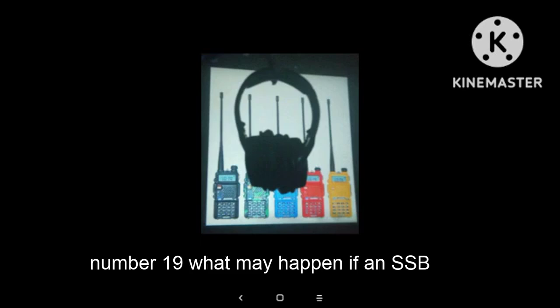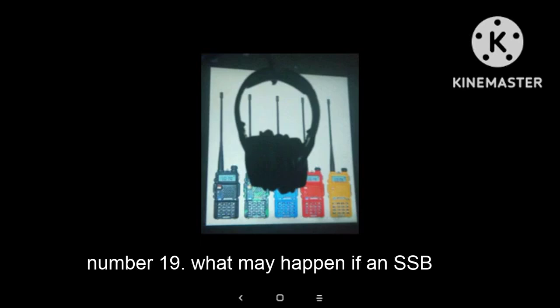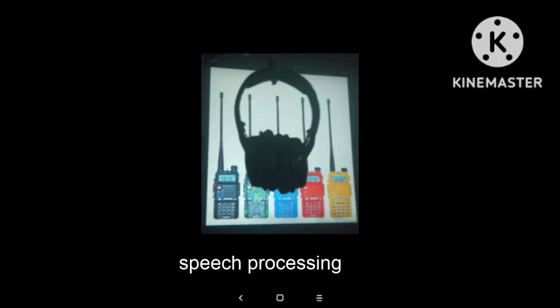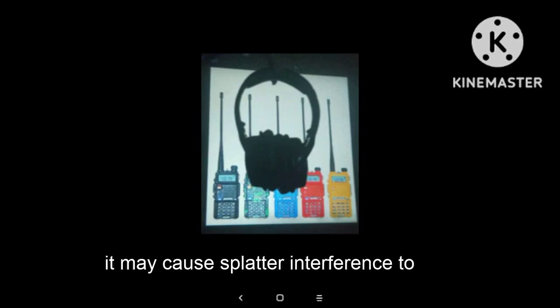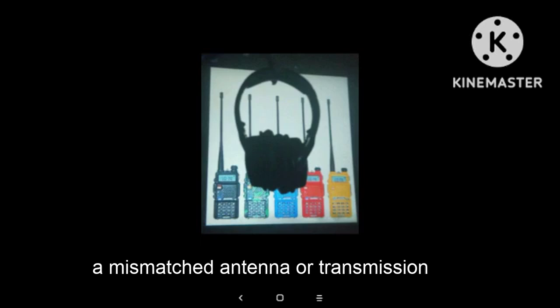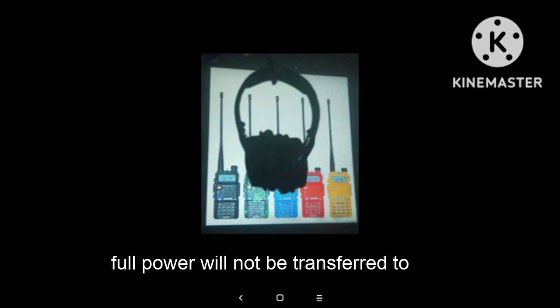Number 19. What may happen if an SSB transmitter is operating with too much speech processing? It may cause splatter interference to other stations operating near its frequency. Number 20. A mismatched antenna or transmission line may present an incorrect load to the transmitter. The result may be full power will not be transferred to the antenna.